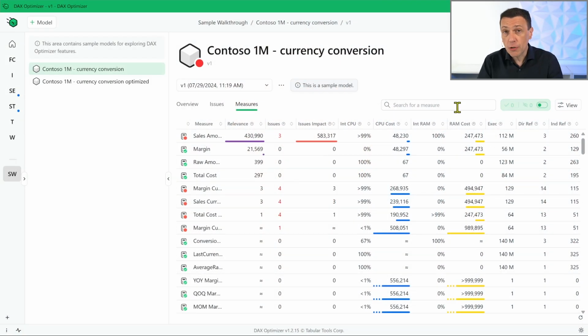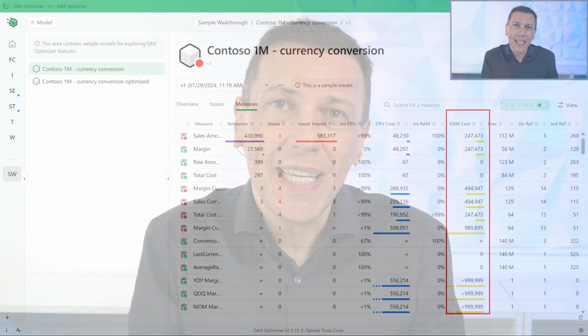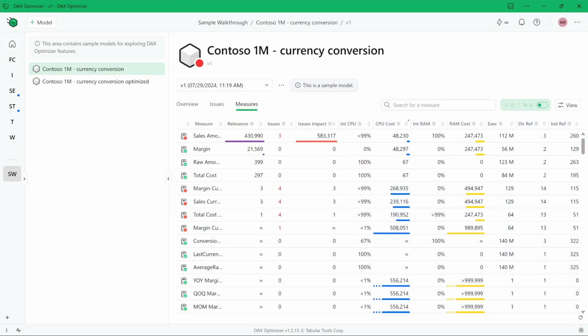The same is true for the RAM. The difference is that the RAM cost is the price you pay when the user executes a report that contains that measure. Again, it is a relative number that is useful to compare one measure to another. You want to focus your effort on the measures that have the biggest number and the measures that have a relatively bigger cost for the internal code of the measure compared to others.